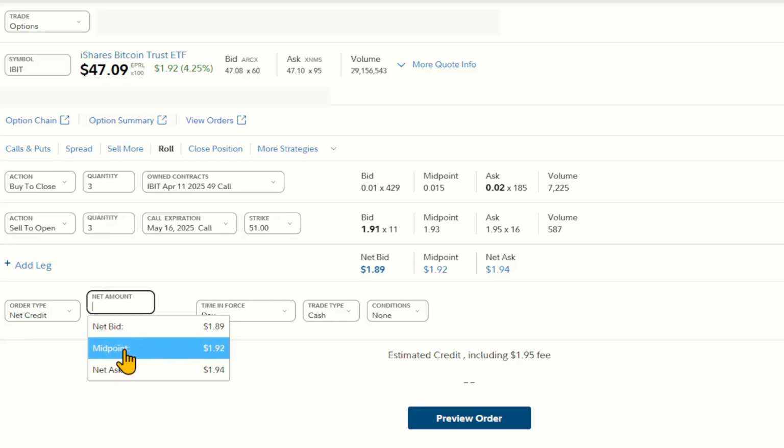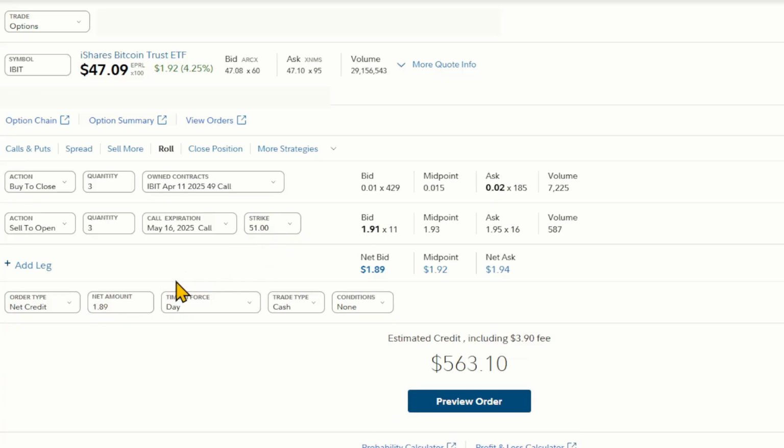So do I want the bid, the midpoint, or the ask? I want as much as possible, but I know that there's a middleman out there, right? A market maker, an options market maker. So I'm going to get somewhere close to this bid and this midpoint. Okay, so $1.90 might be good. I'm just going to go with $1.89.